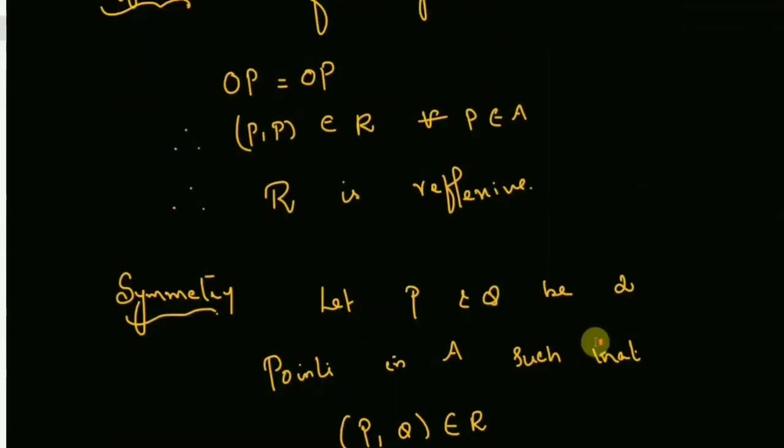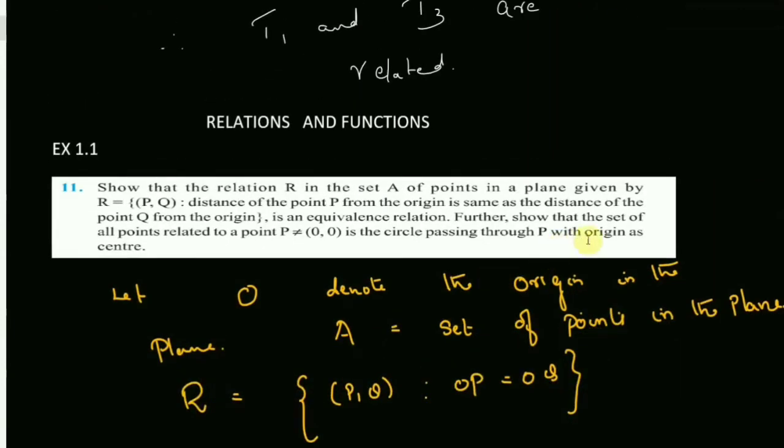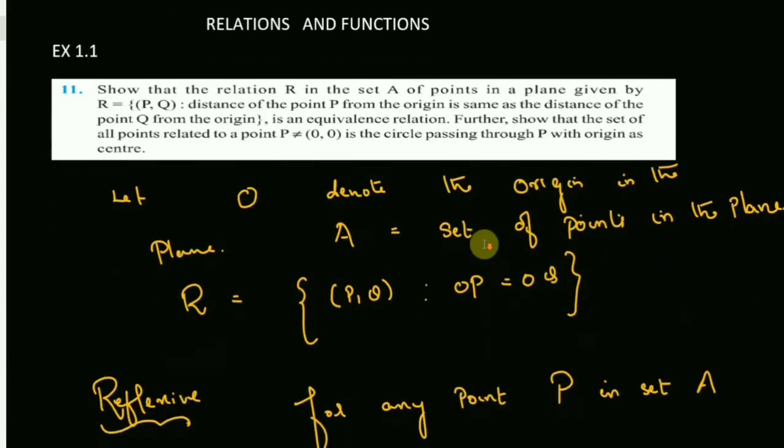Now we have to prove the second part of the question. The second part of the question is we have to prove that the set of all the points related to the point P, since A has so many points and some points are related to the point P, will form a circle with center at O and radius OP. That's what we have to prove.